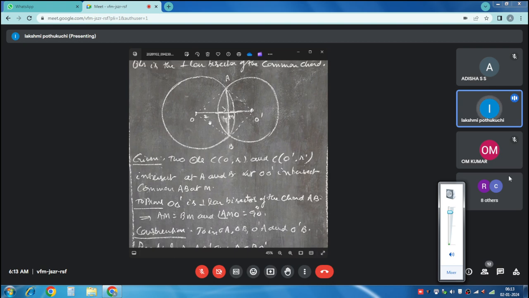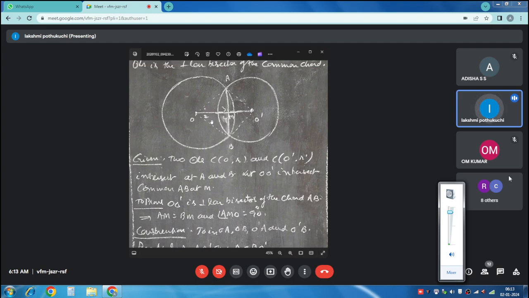Now, consider triangles AOM and BOM. In triangles AOM and BOM, AO is equal to BO. Angle 1 is equal to angle 2, proved above. OM is common. By SAS property, these two triangles are congruent.